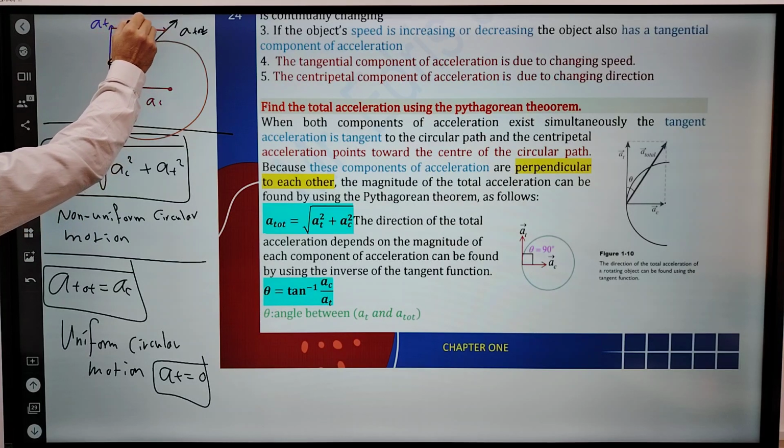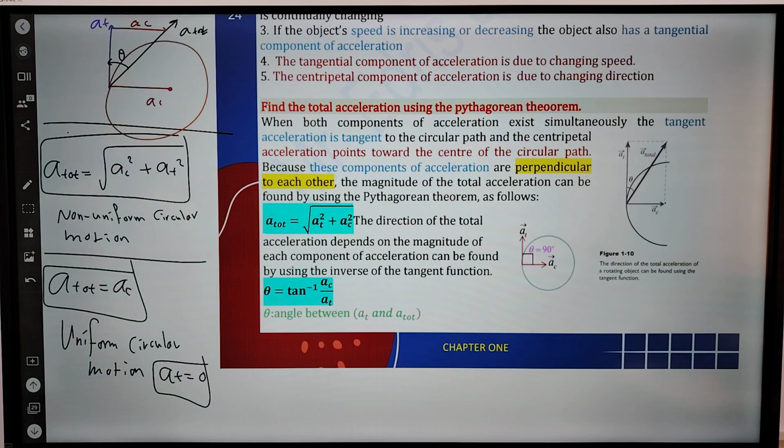What is opposite here? This is AC, because we can move the vectors parallel to themselves. What do we have in the opposite? Centripetal acceleration. In the adjacent, we have tangential acceleration. So that is why A total is equal to the square root of opposite squared plus adjacent squared.